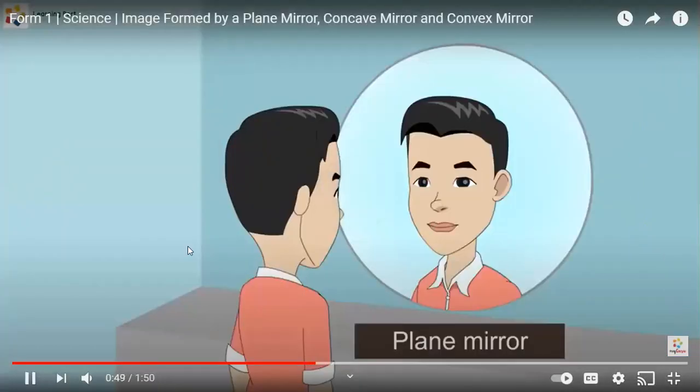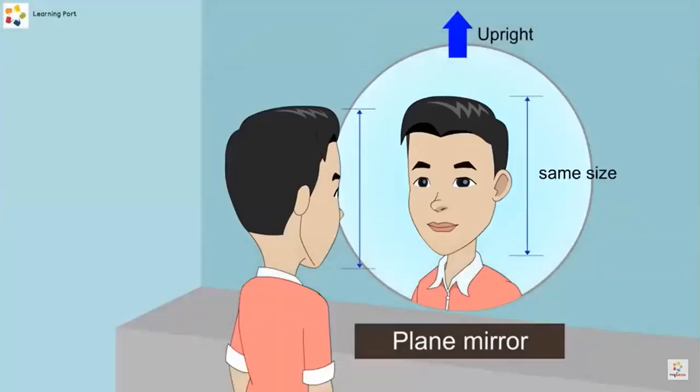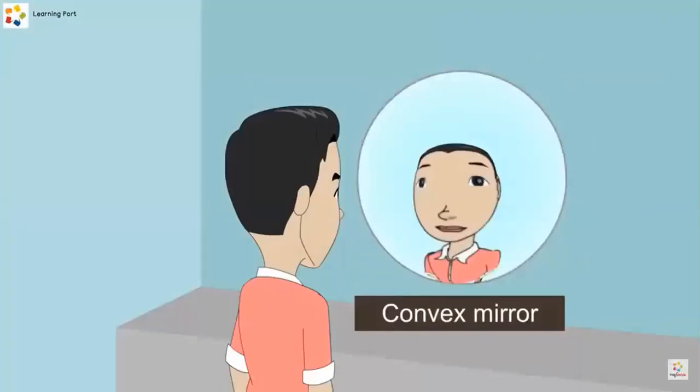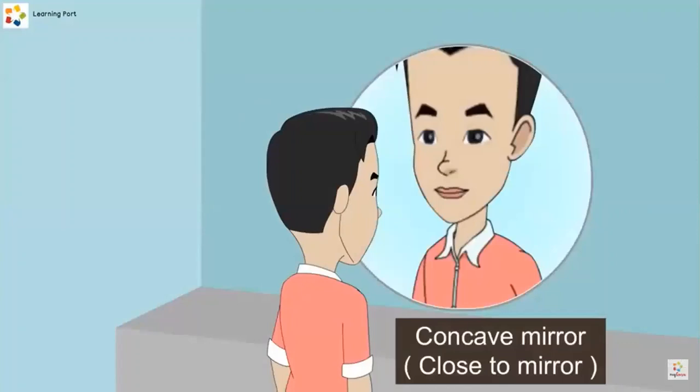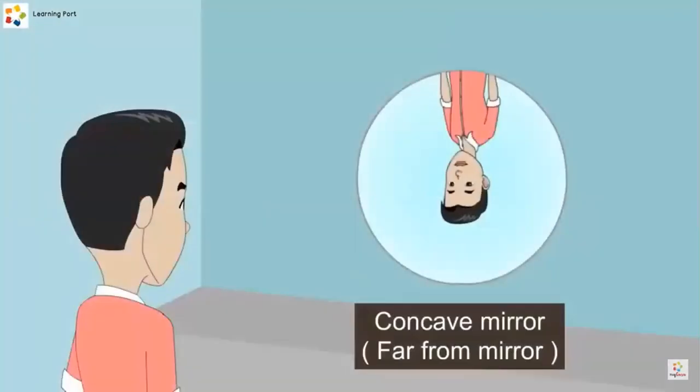The image formed in a plane mirror is upright and the same size as the object. The image formed in a convex mirror is upright and smaller than the object. When the object or observer is close to the mirror, the image formed on a concave mirror is upright and bigger than the object. However, when the object or observer is far away from the mirror, the image formed in a concave mirror is inverted and also smaller than the object.